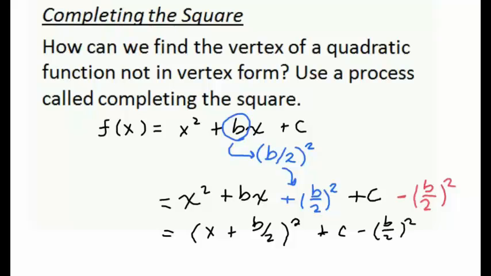And we see now that we have vertex form. We have x plus h squared plus some other number here that we usually call k.